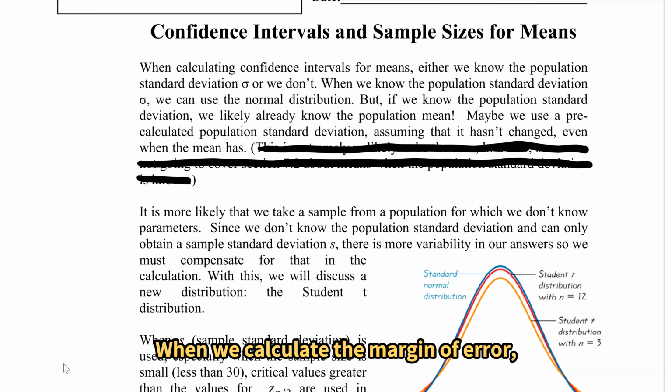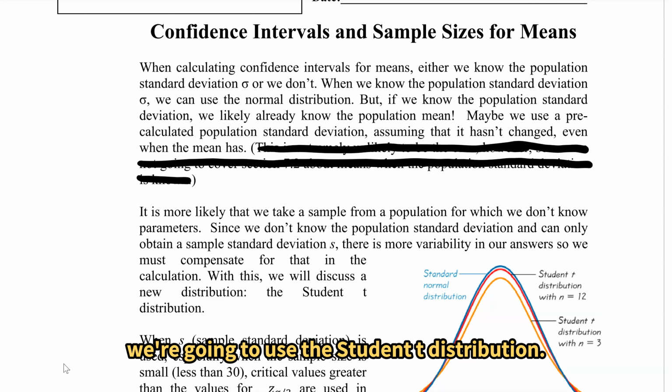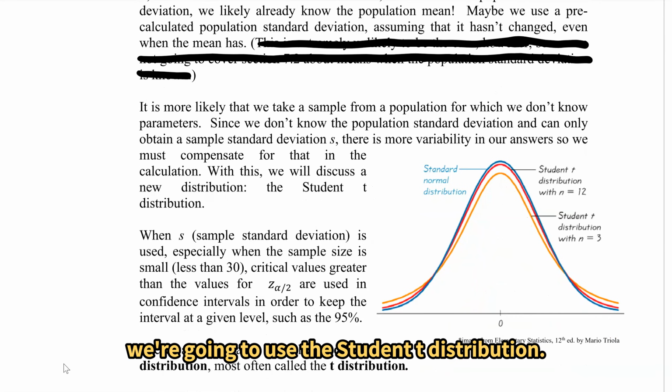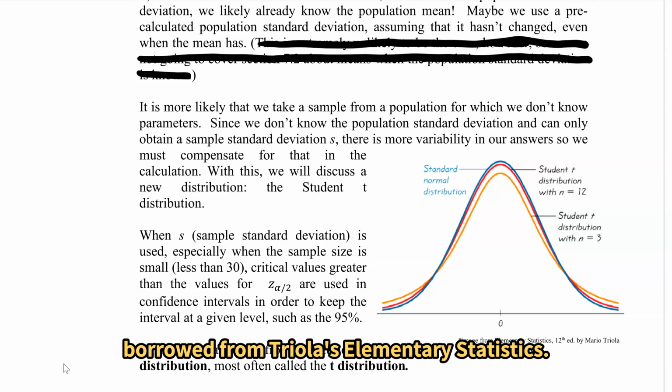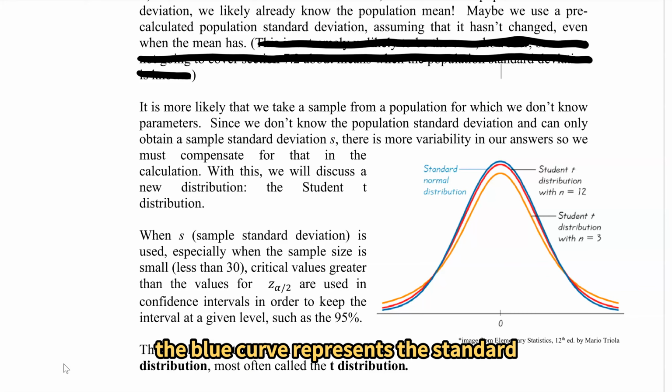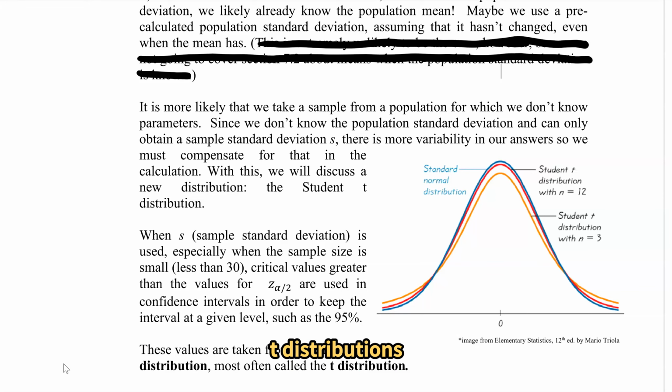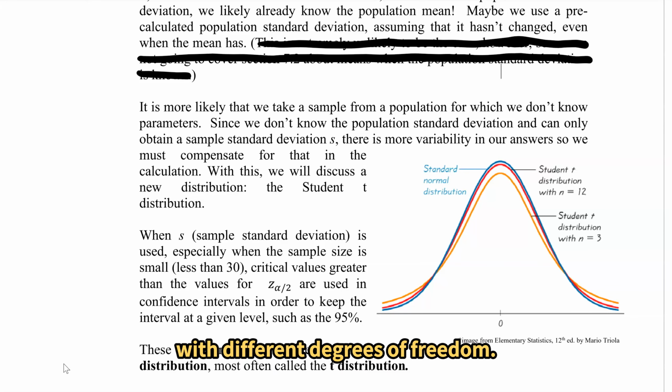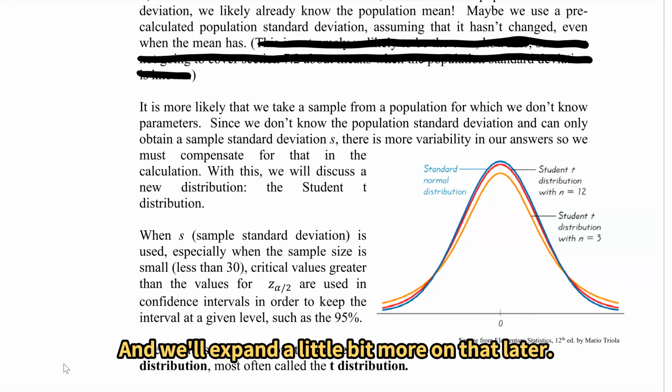When we calculate the margin of error, instead of using the normal distribution, we're going to use the student t distribution. Here's an image borrowed from Triola's elementary statistics. In here, the blue curve represents the standard normal distribution, and the red and the yellow curves represent student t distributions with different degrees of freedom. And we'll expand a little bit more on that later.